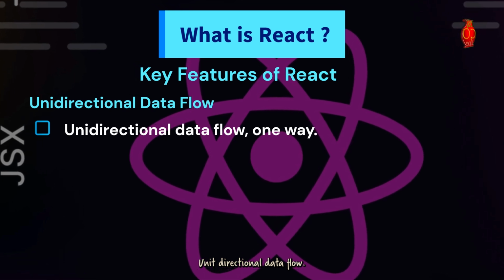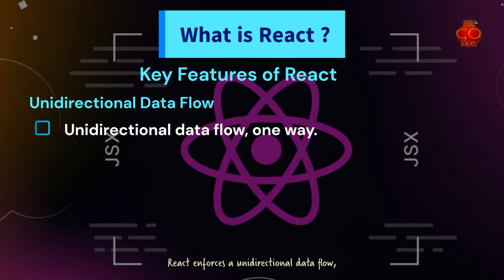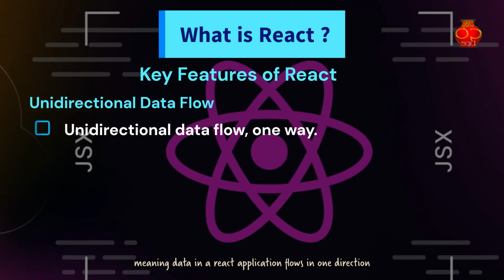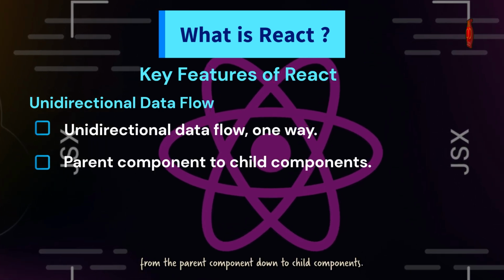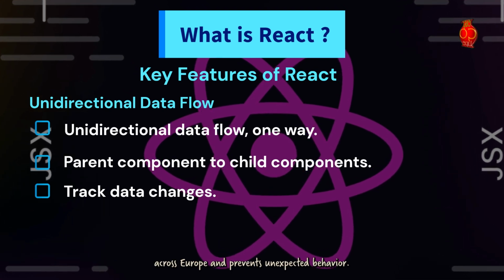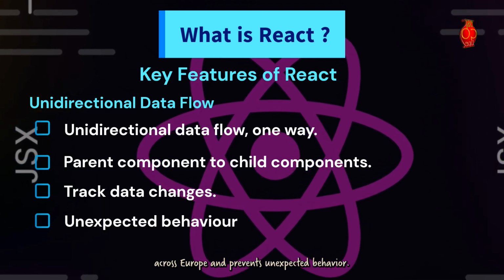Unidirectional data flow. React enforces a unidirectional data flow, meaning data in a React application flows in one direction, from the parent component down to child components. This makes it easier to track how data changes across your app and prevents unexpected behavior.